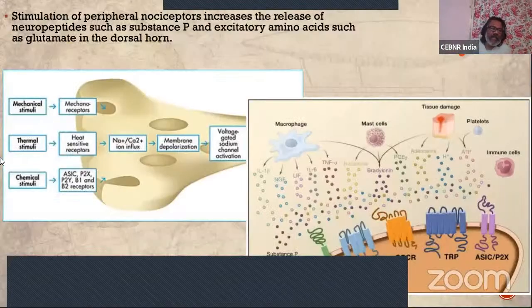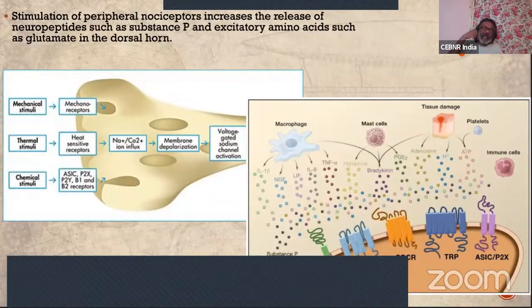As I told you, any stimulus will activate your receptors, and they in turn will activate all your other channels. When the channels start opening, calcium, chloride, everything comes in, and then it depolarizes, and you start conducting your impulse.